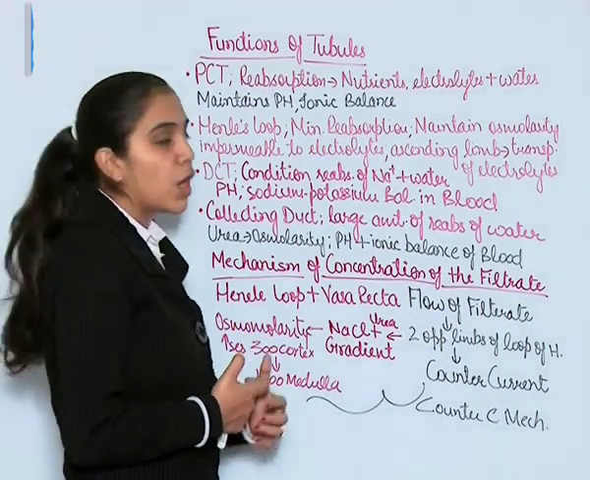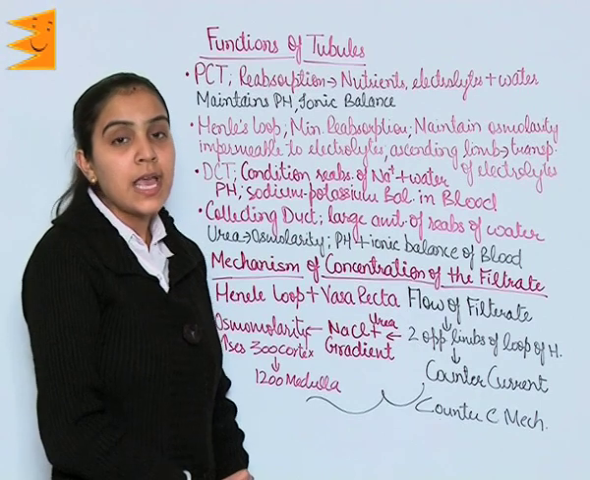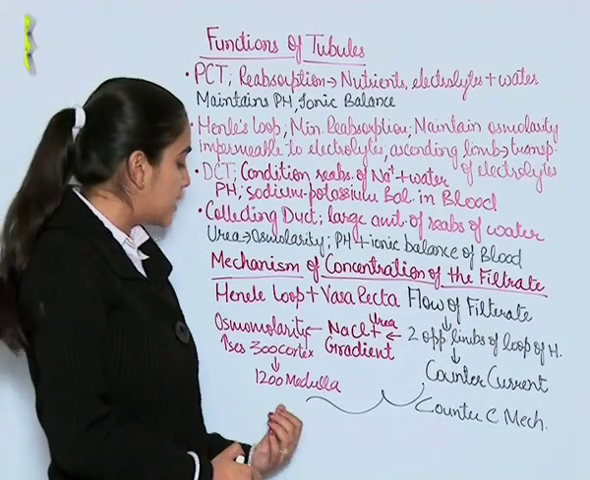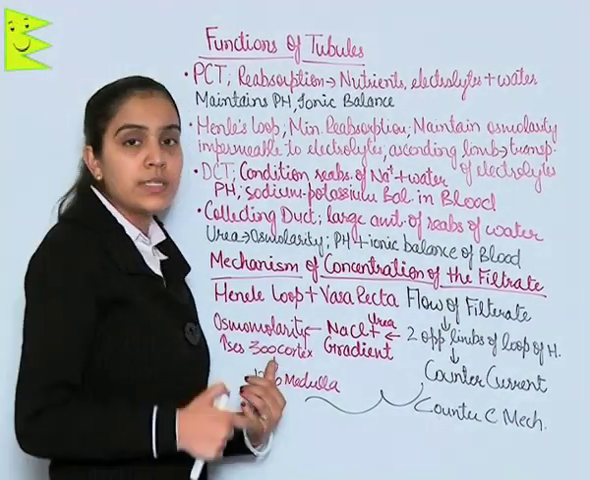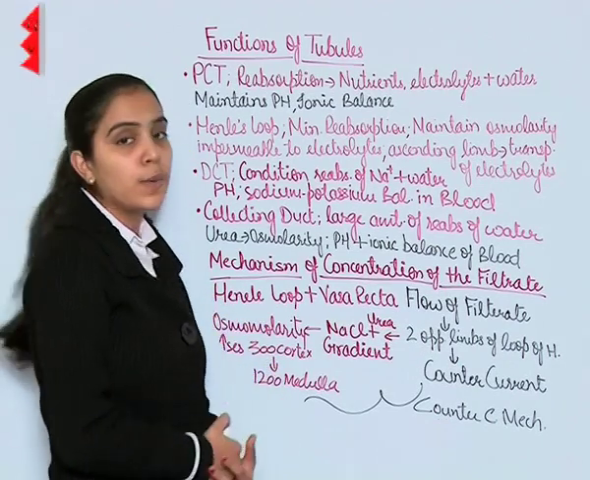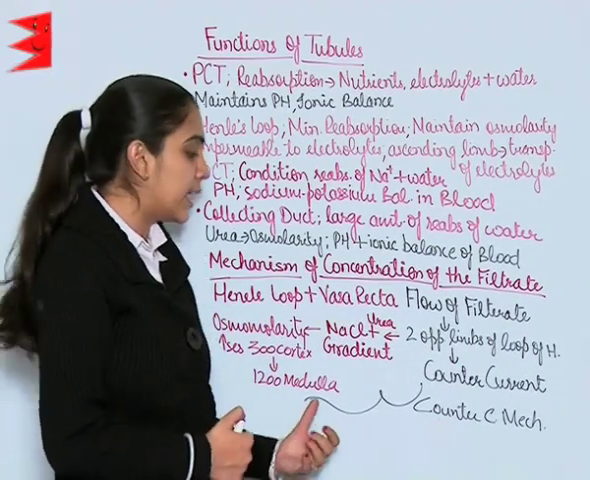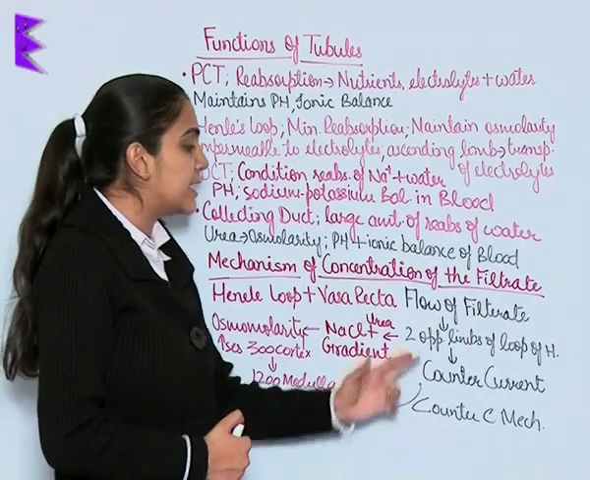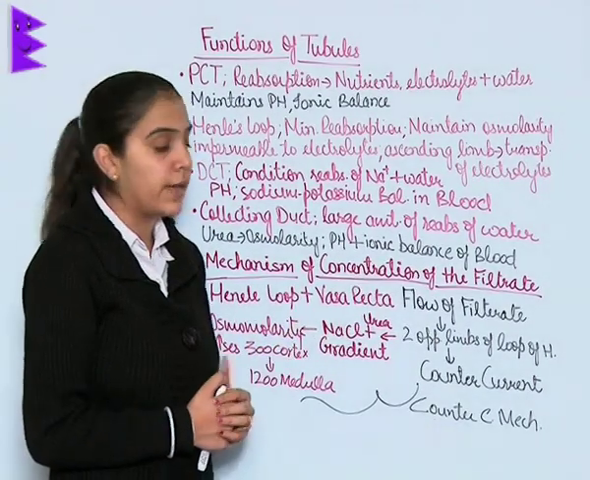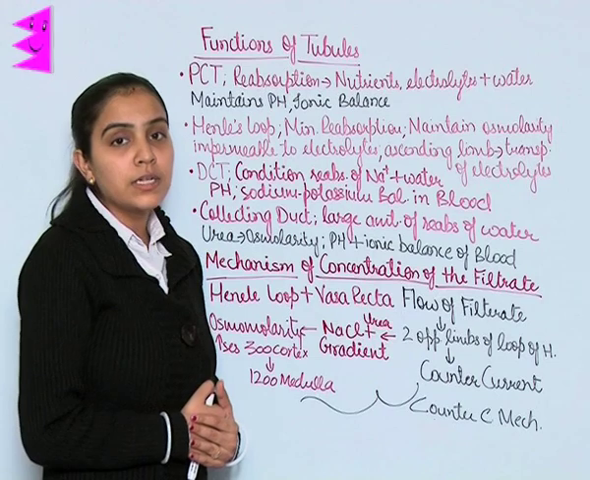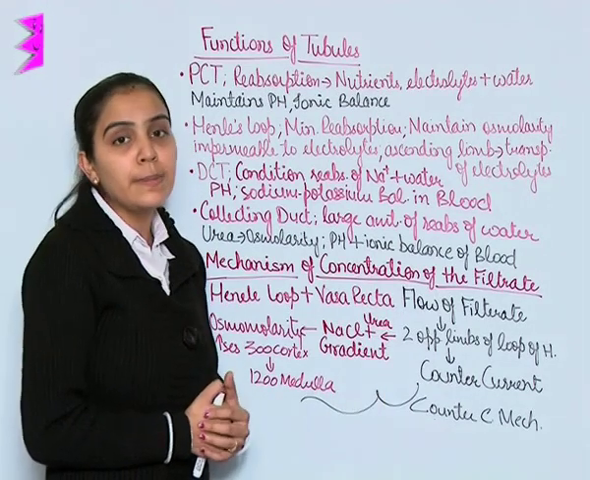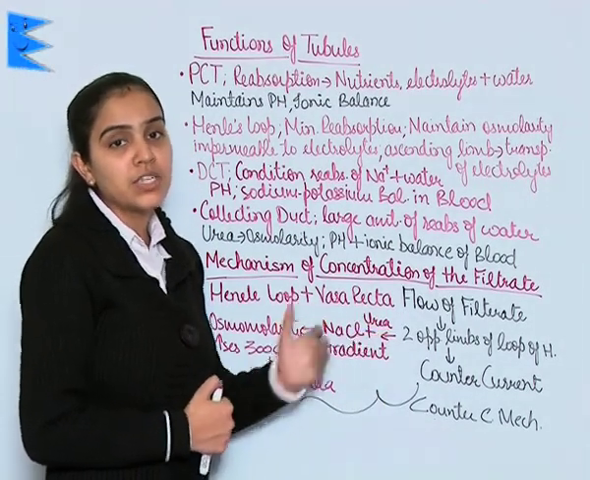You can see that osmolarity of the cortex is 300 osmolarity units, and as it goes inner it reaches 1200 osmolarity units in medulla. This whole mechanism of concentration of the filtrate is known as counter current mechanism. It helps in maintaining concentration gradient.